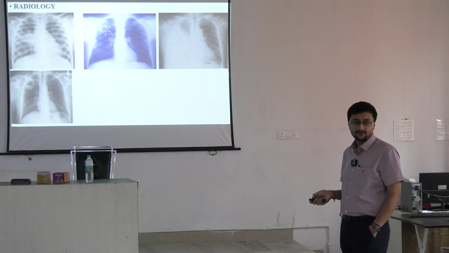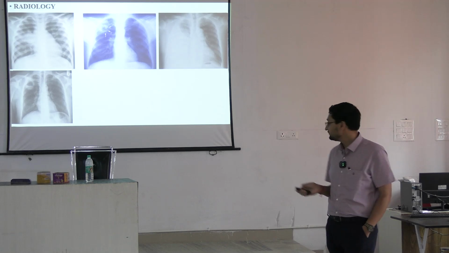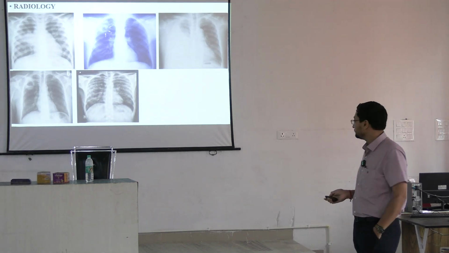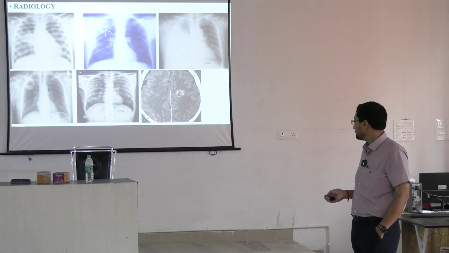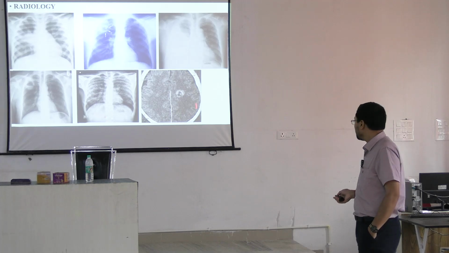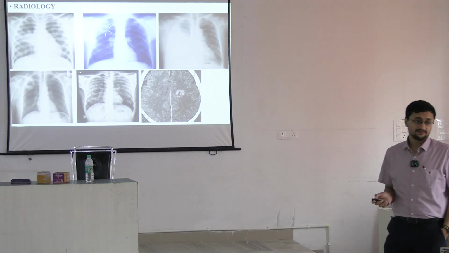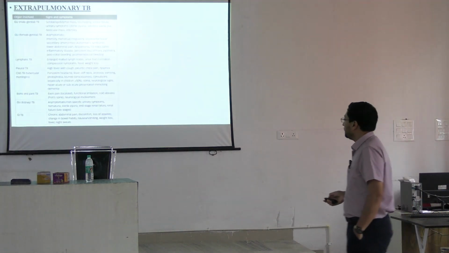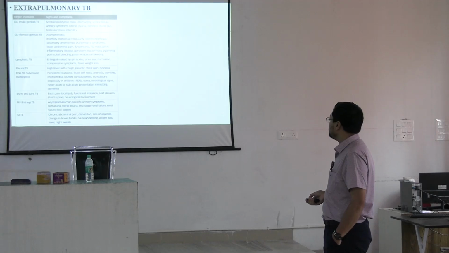This is lung abscess. Air fluid level inside the cavity. This is lung abscess. And this is miliary tuberculosis. What is this? Ring enhancing lesion, tuberculoma, CNS tuberculoma, cerebral tuberculoma. And these are the different types of extrapulmonary tuberculosis.